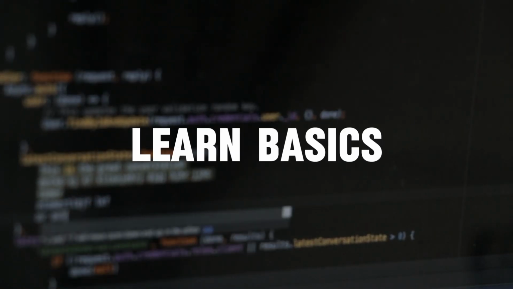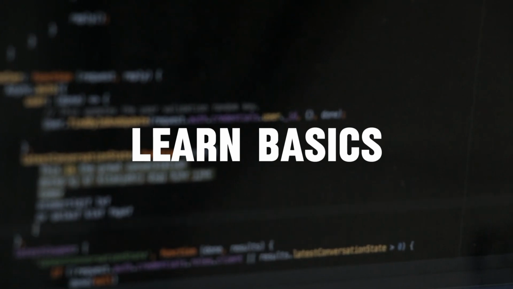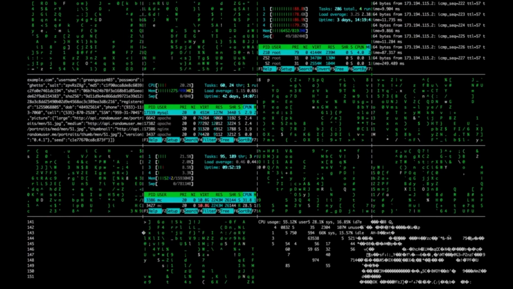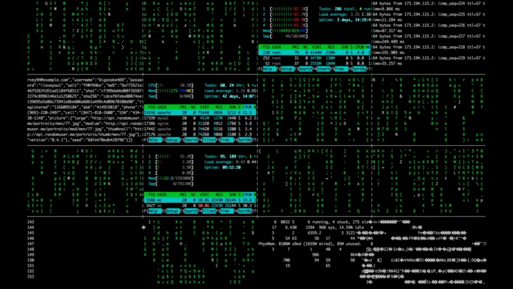Now let's move on to our first step. Our first step is to learn the basics. Start by understanding fundamental concepts such as algorithms, data structures, operating systems, and computer architecture. You don't need to be a master, but having a grasp of these principles will help you identify vulnerabilities and understand how systems work under the hood.